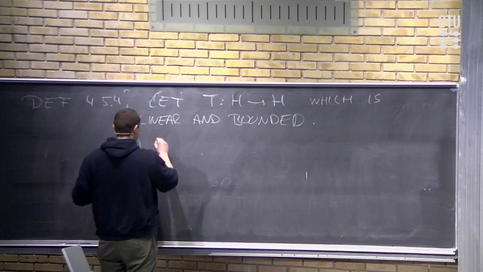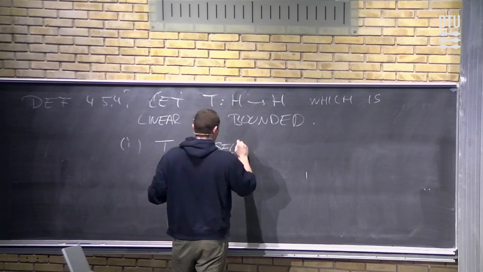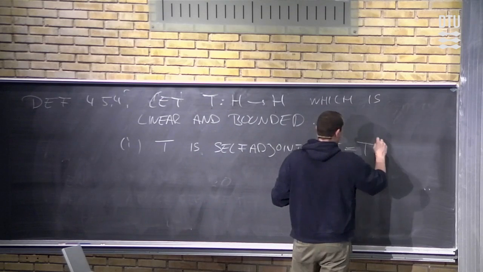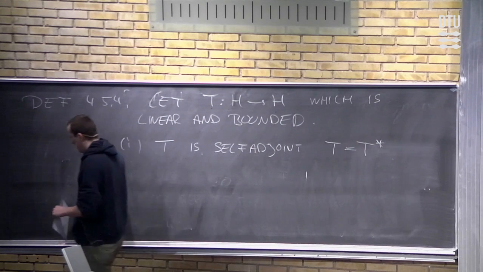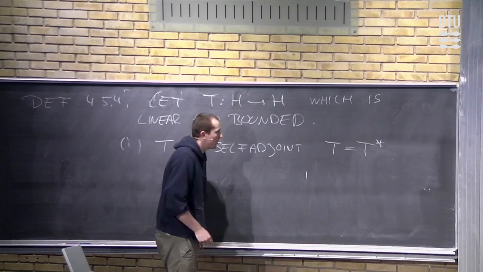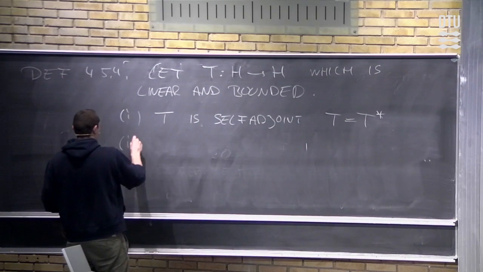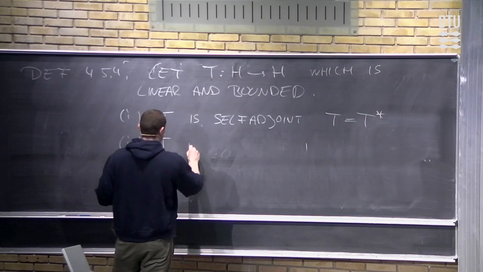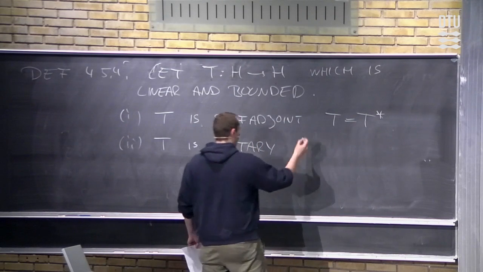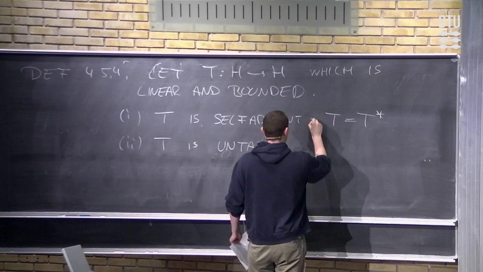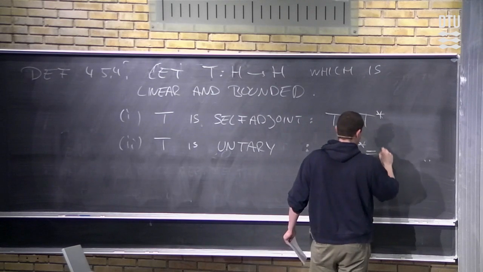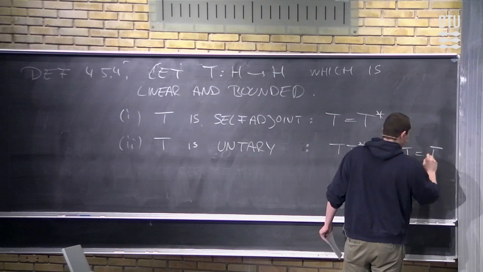And then we say that T is self-adjoint. Well, who had guessed it? If T equals T star. So if really T is equal to T star, then we call it self-adjoint. So this is a special kind of operator. And what else? Well, we also say T is unitary if T star T is the same as T T star, which is the identity operator.